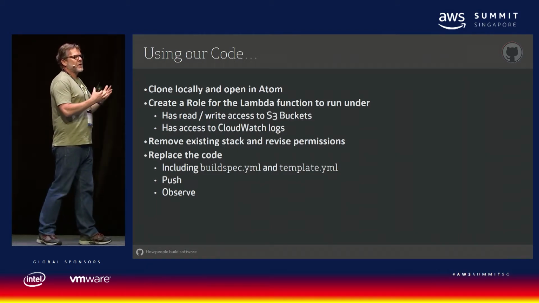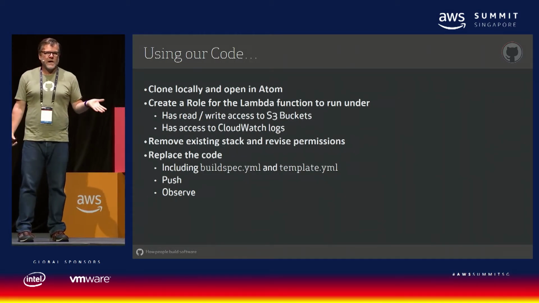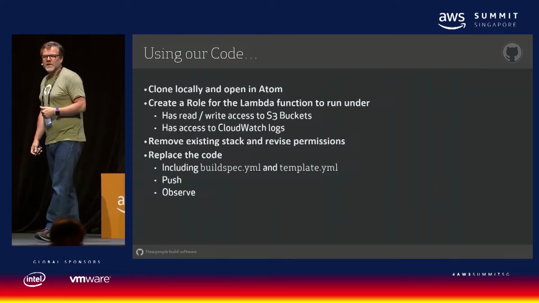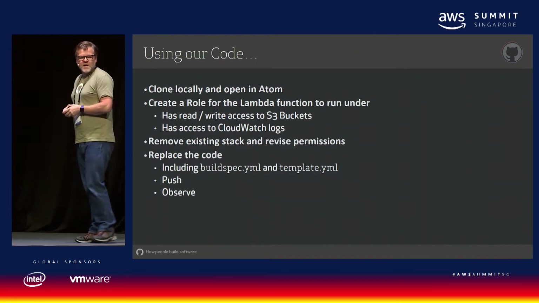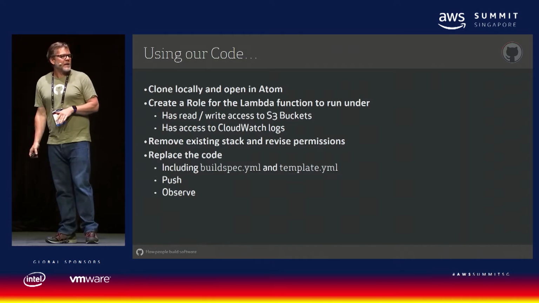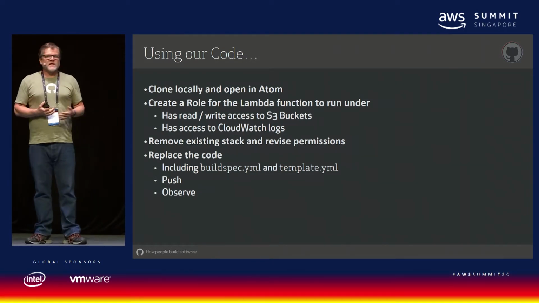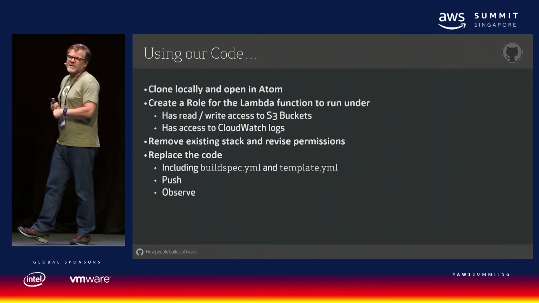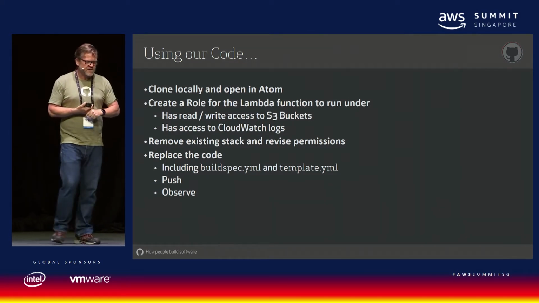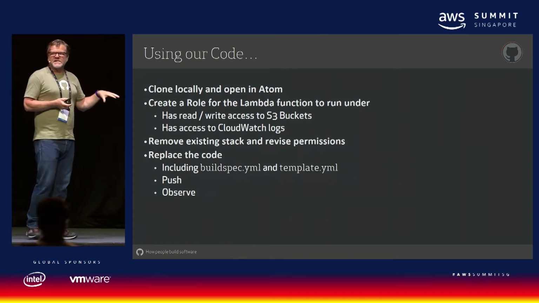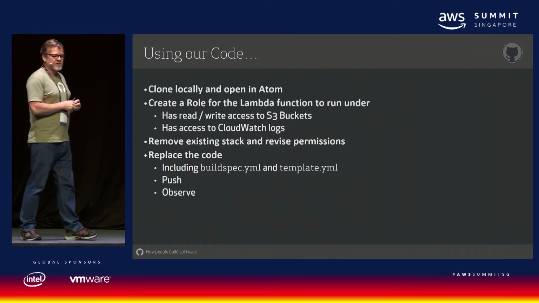We're going to totally change the way the application runs and what it does, so that you can see how easy it is to keep working on your code, on your application. At that point, we're going to clone it down to our laptop. We're going to create a role so that our Lambda function has access to both S3 buckets and some CloudWatch event logs. We also want to make sure that we reset our stack so that we've got a nice clean environment to begin with.